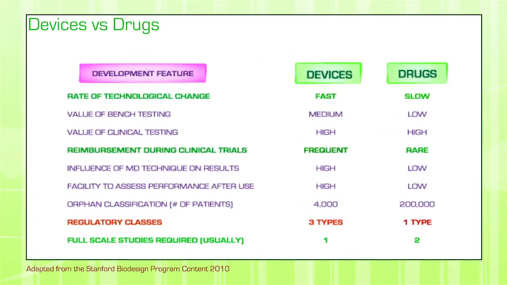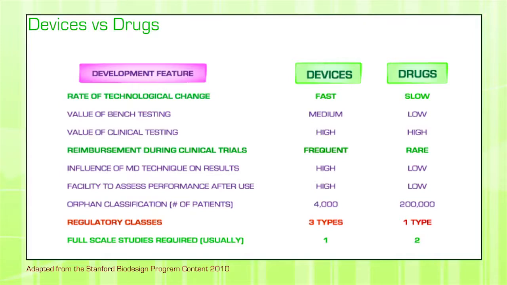So what we can see here is that there are different development features that either devices or drugs share. Nonetheless, the time or the money or the effort, or even the way in which these development features are regulated or tested, or at least thought of, can be dramatically different.